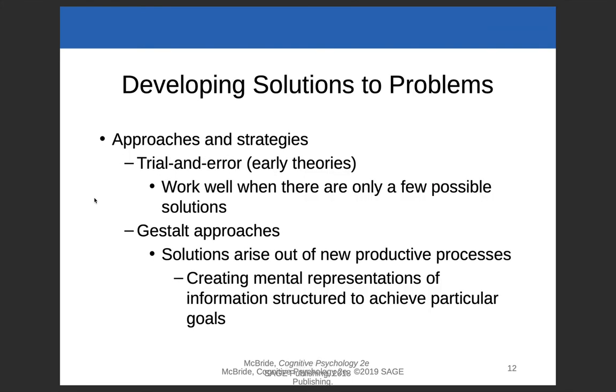So, what about developing solutions to problems? There's a lot of different ways to go about it. One of them is a trial and error strategy. And this is what a lot of early theories like associationist psychologists were based on. Essentially, you try something, it doesn't work, try something, doesn't work. You try something that gets you a little closer, try something that gets you a little closer, and eventually you reach a solution to the problem. Over time you learn new things, you learn how the thing works, and eventually you come up with new solutions.